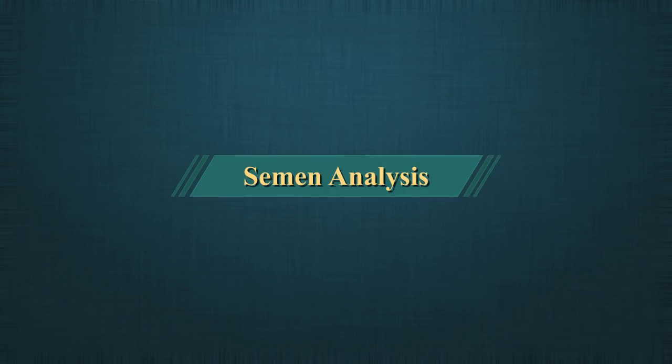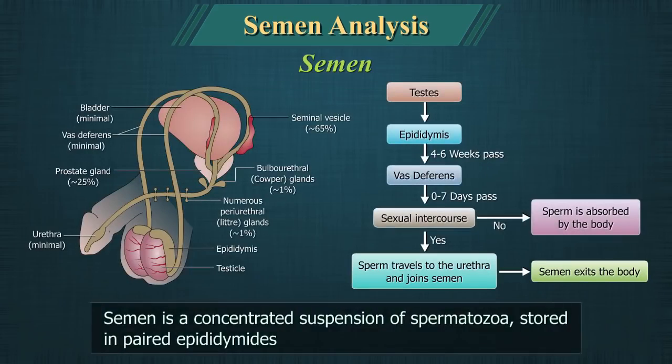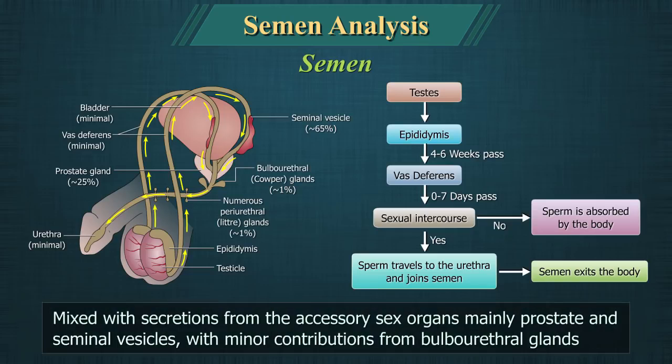Semen Analysis. Semen is a concentrated suspension of spermatozoa produced in the testes, stored in the paired epididymis, mixed with secretions from the accessory sex organs, mainly prostate and seminal vesicles, with minor contribution from the bulbourethral glands.